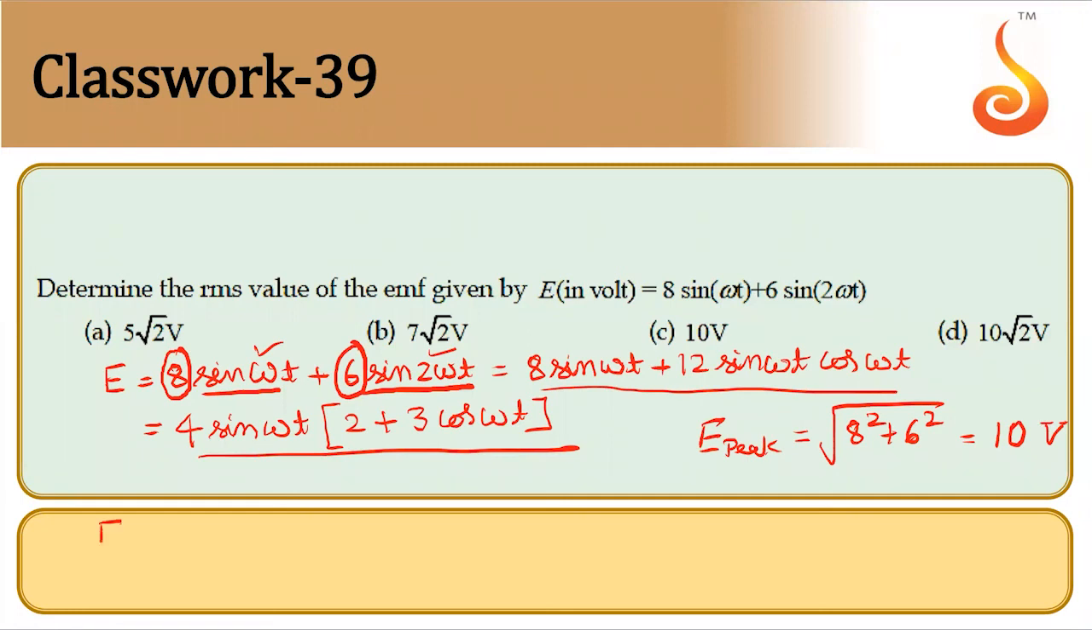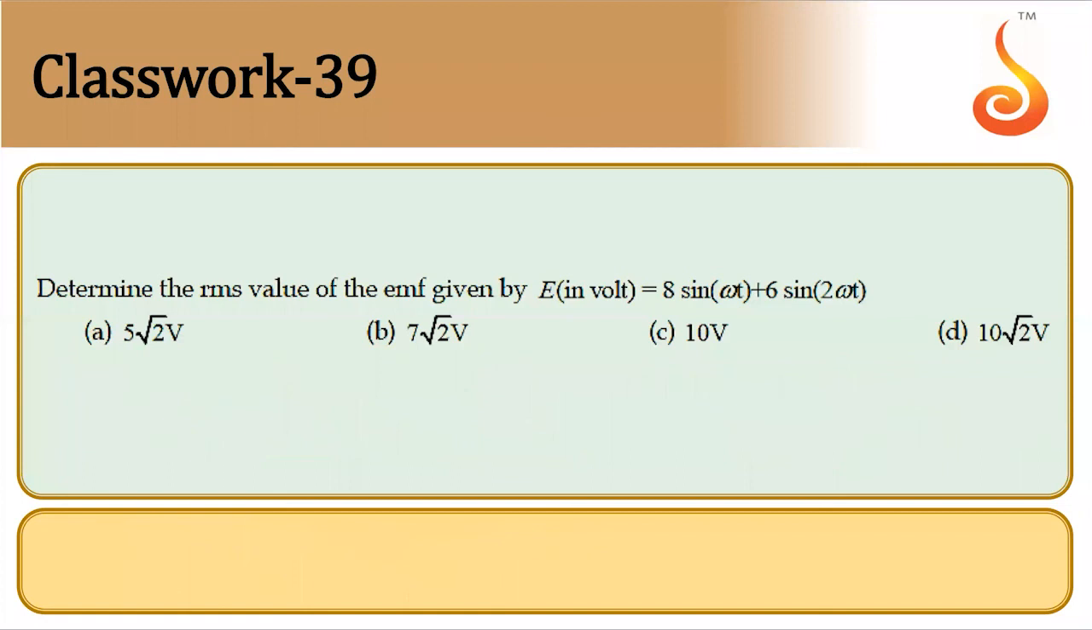Now we need RMS value. RMS will be peak value divided by root 2. That will be 10 by root 2. That is 5 root 2 volt. That is option A. Hope you have taken this. We'll move on to next.